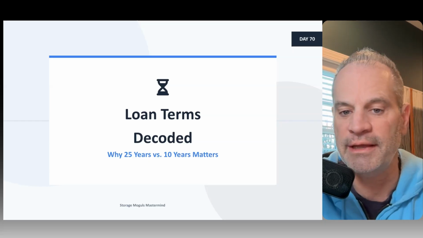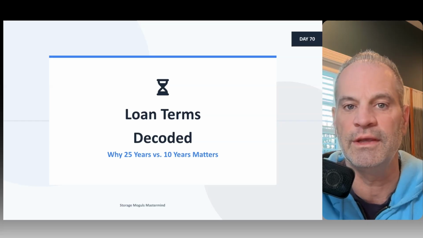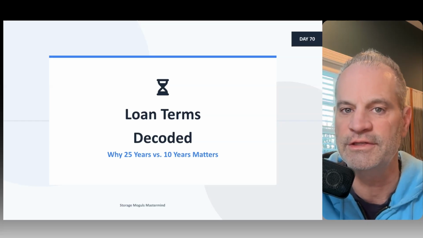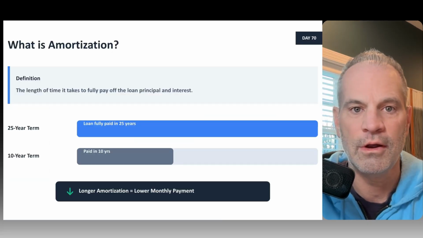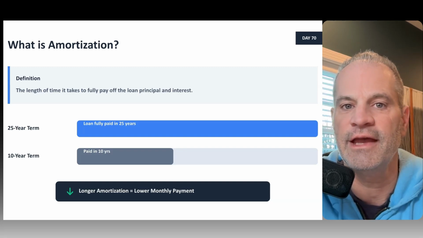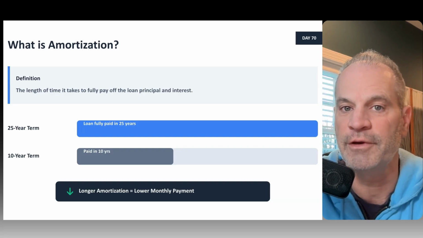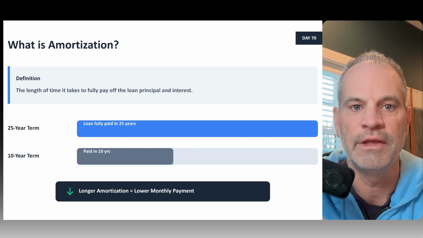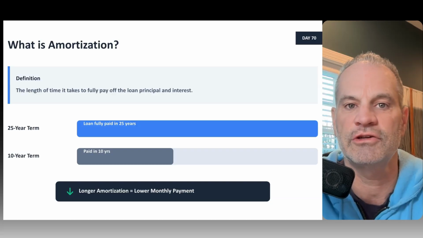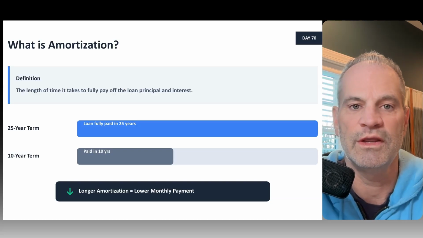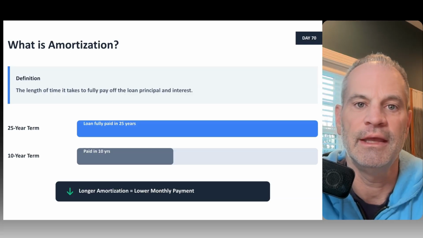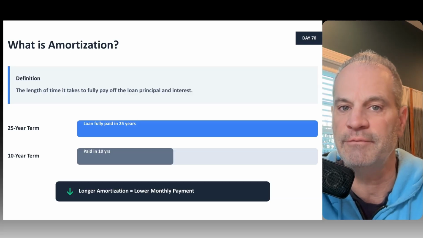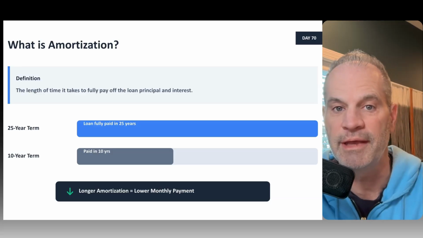But let's start by defining the core concept we'll be discussing here, which is amortization itself. So amortization is simply the length of time it takes to fully pay off the principal and interest on the loan. This concept dictates the structure of your repayment schedule. A 25-year term means the loan is structured to be fully paid off in 300 monthly payments. A 10-year term means you're paying off the same principal amount in only 120 payments.